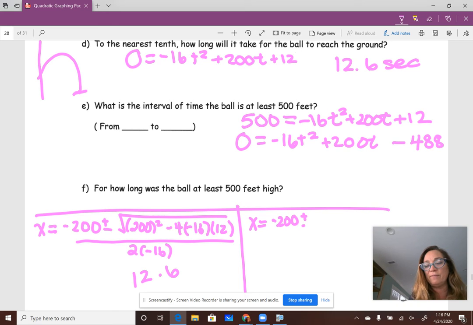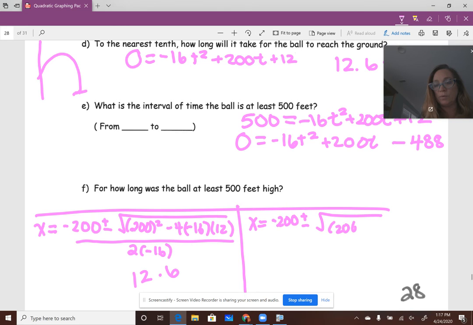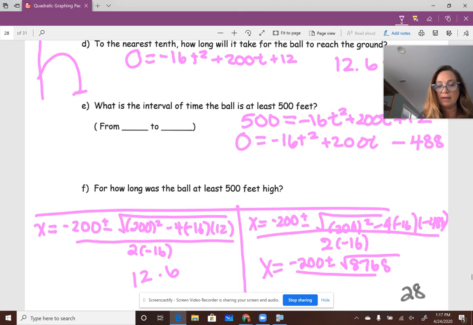x is equal to negative b plus or minus the square root of b squared minus 4ac, all over 2a. So x is equal to negative 200 plus or minus the square root of the magic of having my work done so I don't take up too much of your time. All right, so if you calculate your discriminant, you get 8,768.